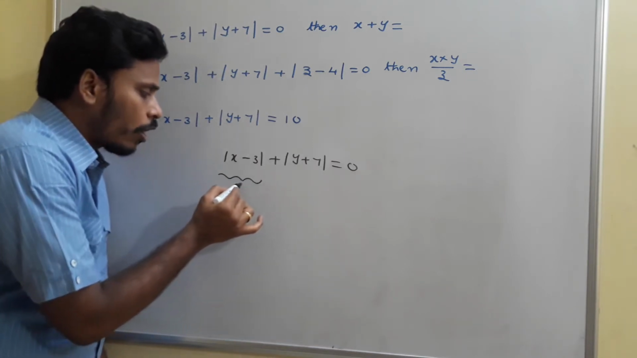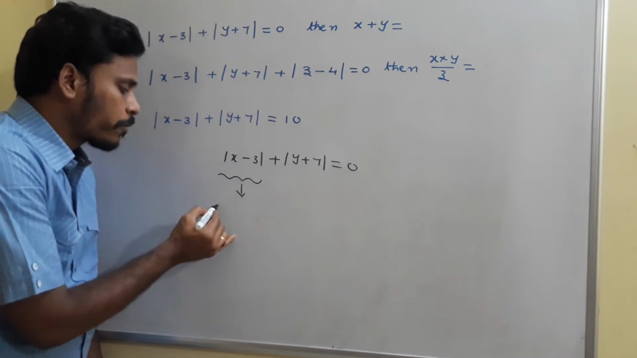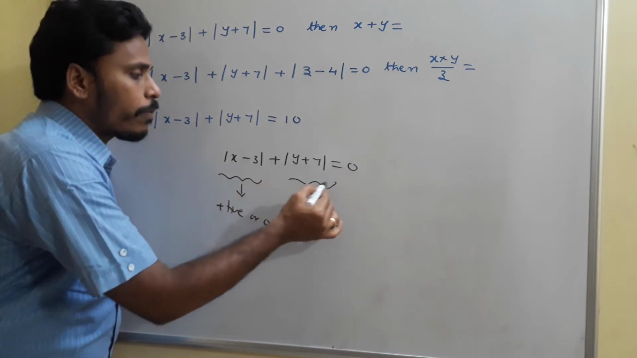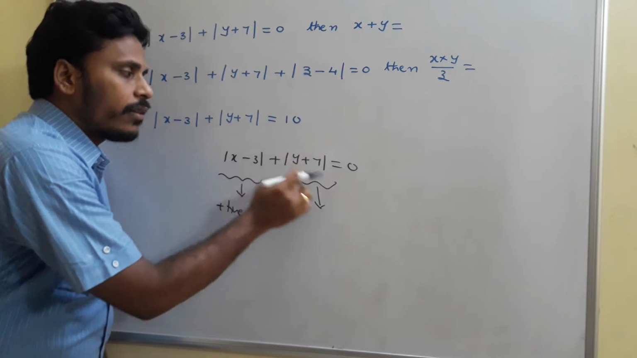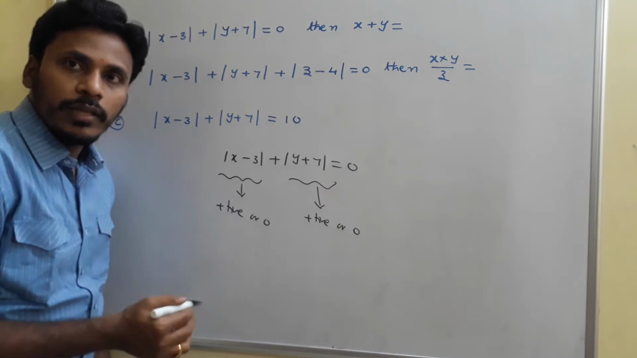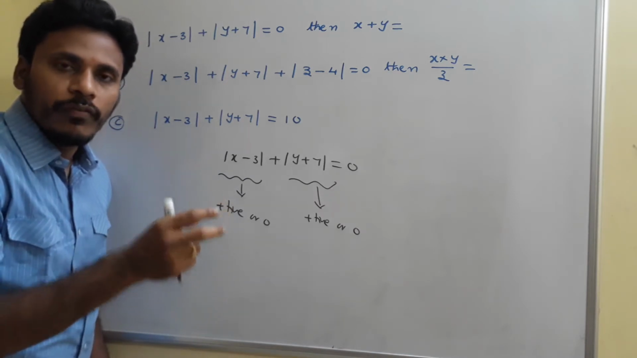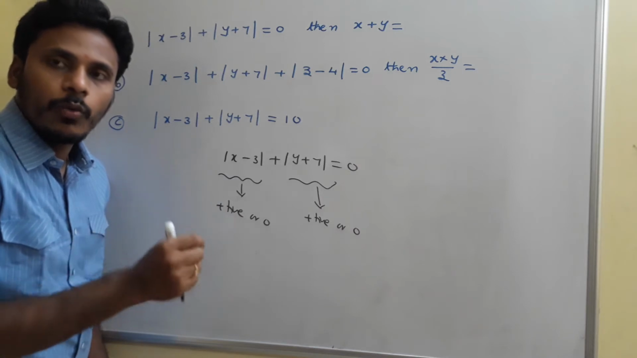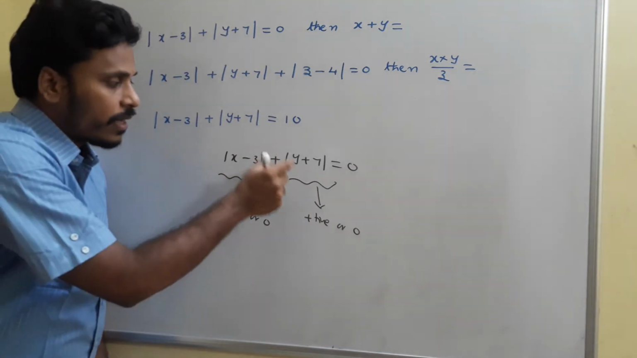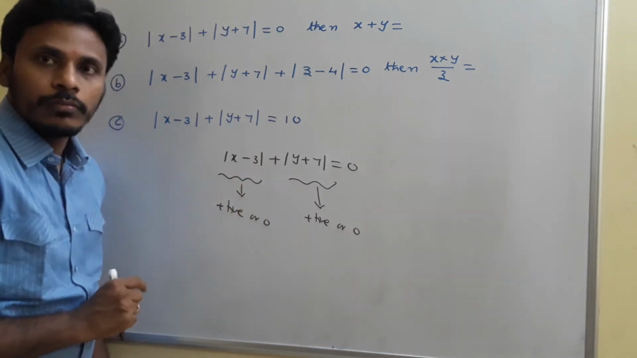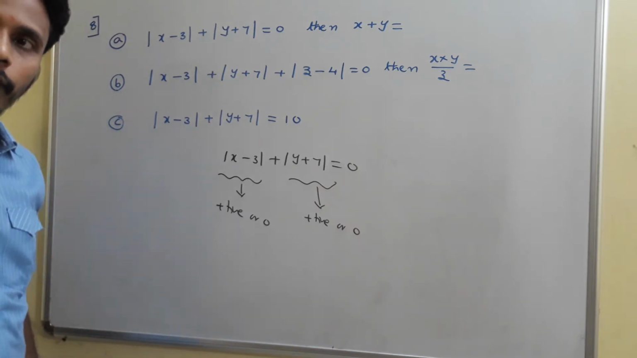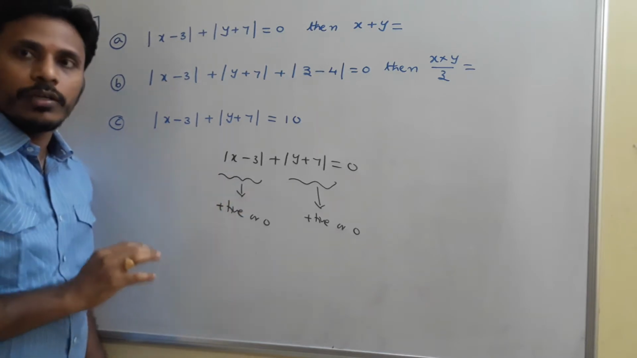Modulus value is always positive or 0. We have only two options for this. Either it is positive or 0. Whereas here modulus of y plus 7, and this modulus again has only two possibilities, positive or 0. We know that modulus of a number, modulus of a variable, modulus of something is always either positive or 0. So this first term may be positive or 0, and this second term may be positive or 0. At the end we have only two options, positive or 0, right?